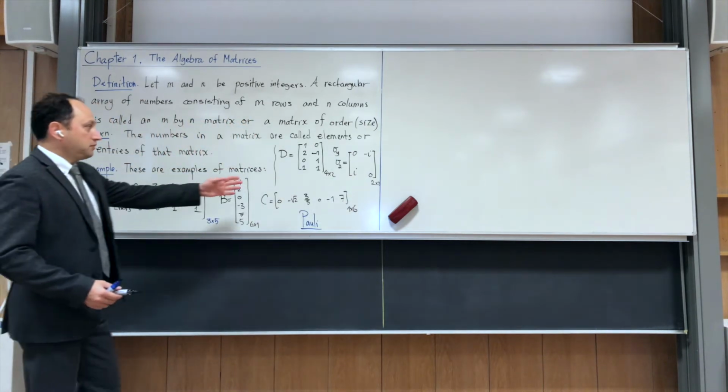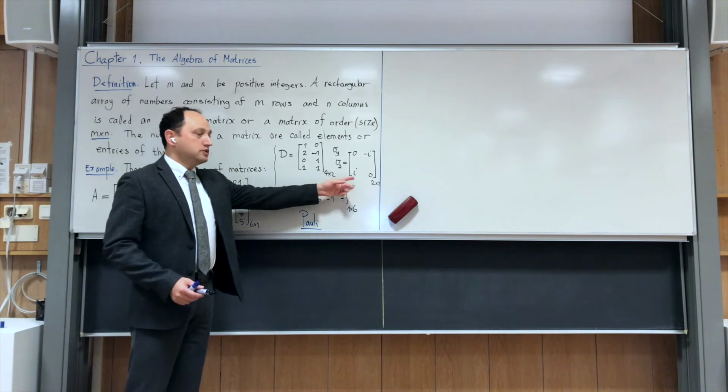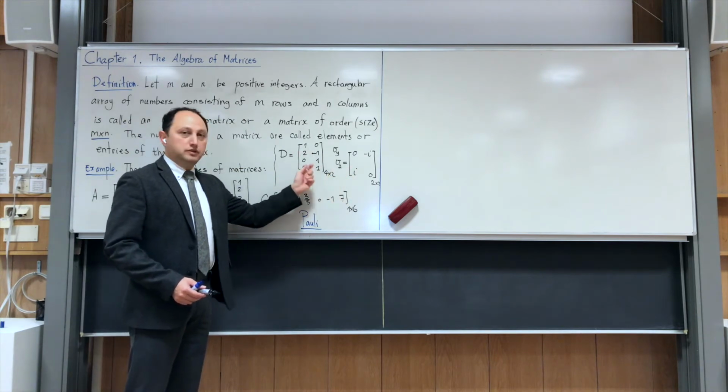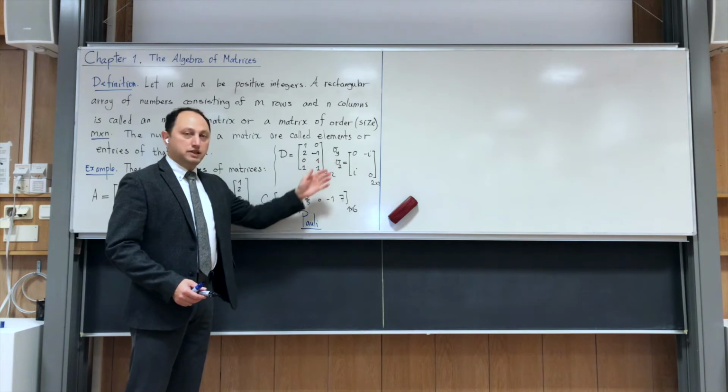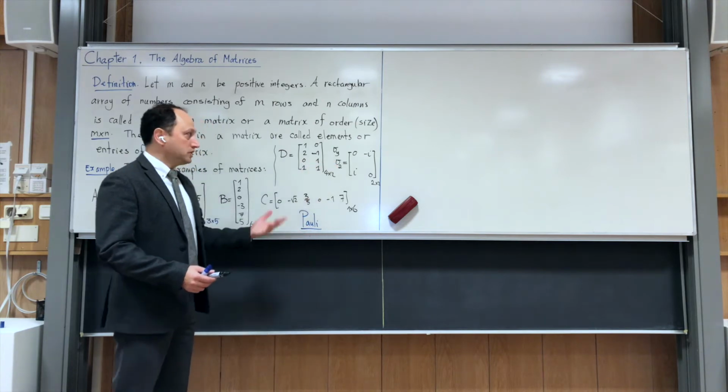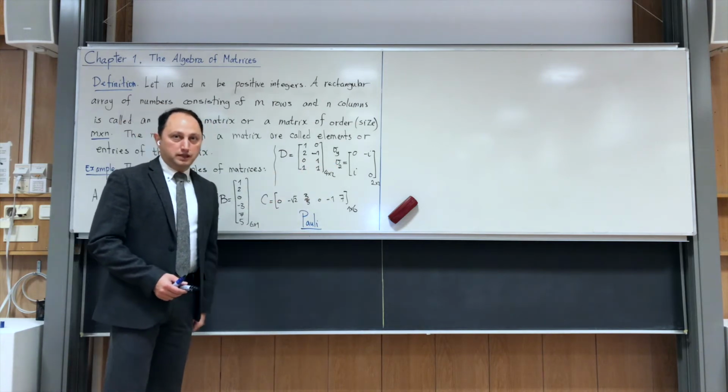So the reason that I brought this up is just to mention that there is no limitation for the numbers that you can choose as the entries of your matrix, even though most of the time we only consider real numbers.